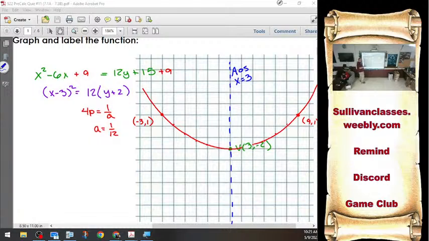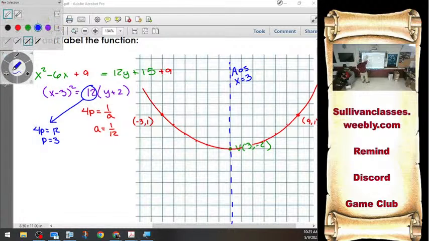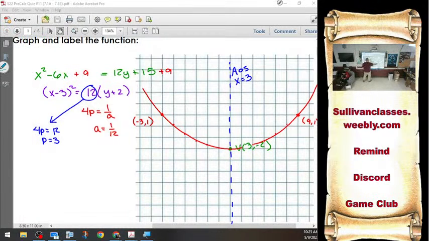Not C. P. This is 4p. If 4p is 12, then p is 3, and I'm going to go p in both directions. I'm going to go p in that direction. I'm going to get a focus at 3, 1. I'm going to go p in that direction and get a directrix. Y equals, because it's a horizontal line, -5. Don't just label the point where those two intersect.